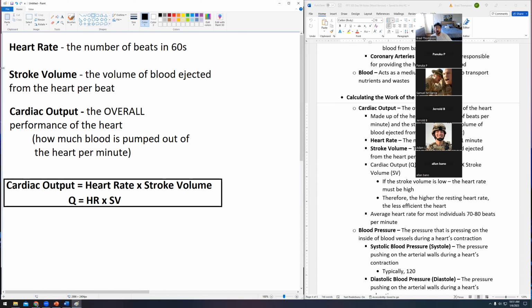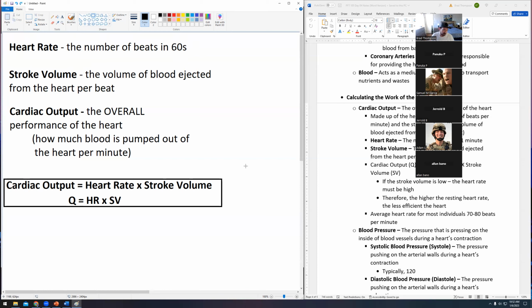I want to know my client's stroke volume. I want to know how much blood they can eject out of the heart because that's going to tell me how strong their heart is. But I can't measure that directly. I don't have the sophisticated equipment that it takes. It's possible. There is equipment that can do it, but we don't have access to that in the gym. But we do have access to our client's heart rate. We can put our hand on their wrist or their neck, or we can have them wear a heart rate monitor, right? And we can count the number of beats in 60 seconds.